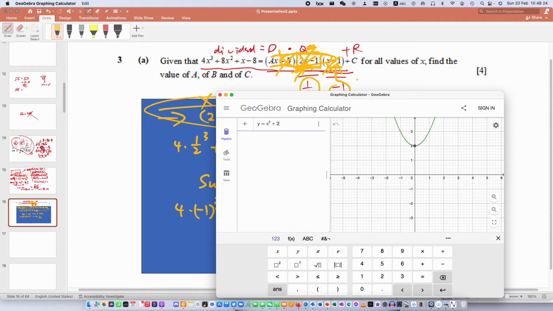Yeah, so this is a quadratic, right? Can you see you only have one turning point, which is here? So this is the minimum point. You only have one minimum point.